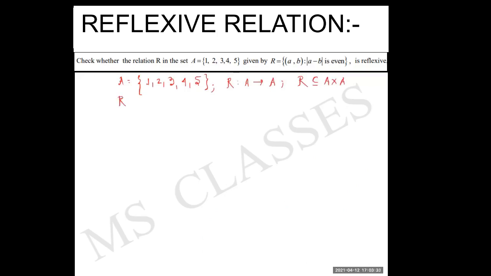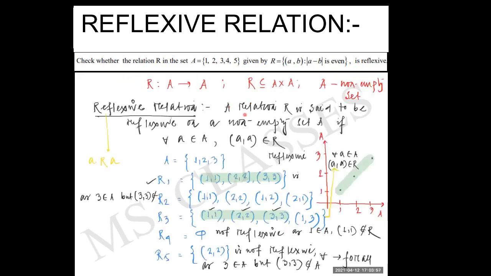Now, what is R we are saying? R is {(a, b) such that |a - b| is even}. What we have to check here is whether the relation R is reflexive or not. Now, how to check? What was the definition, children? For a relation to be reflexive, whatever element you have in the set A, for all of them we must have (a, a) in the relation.